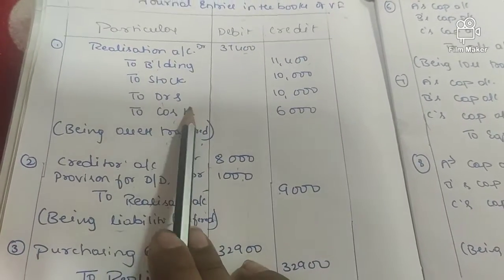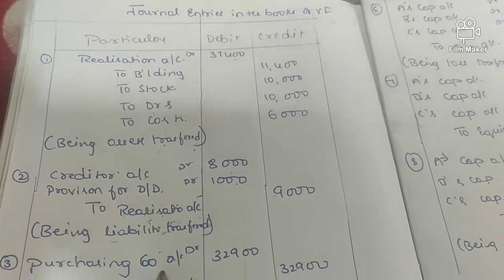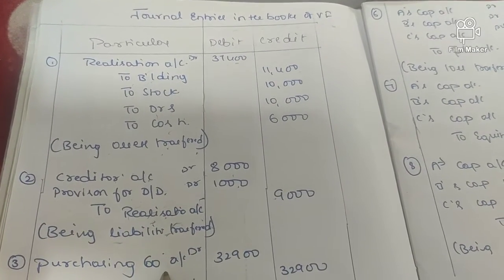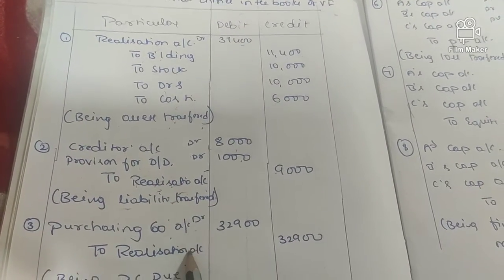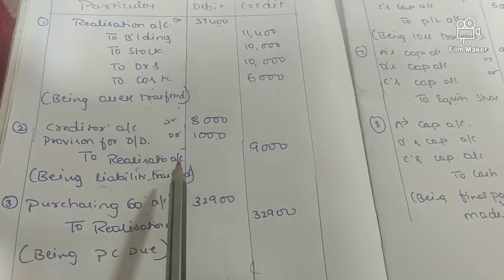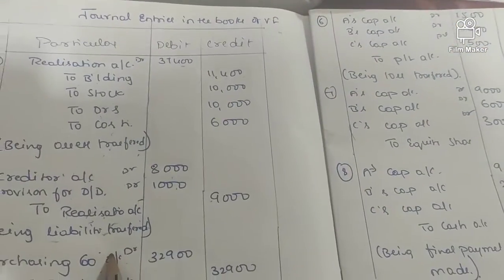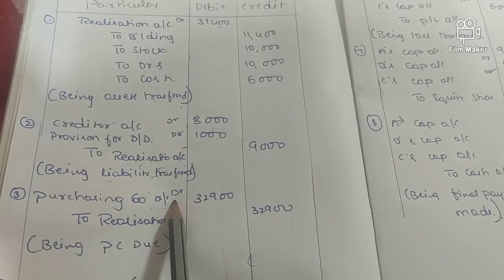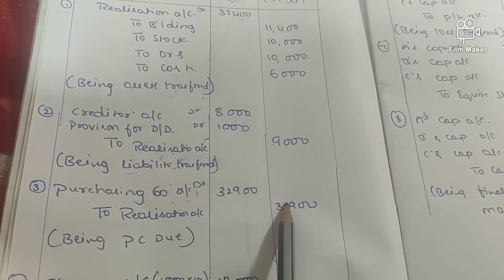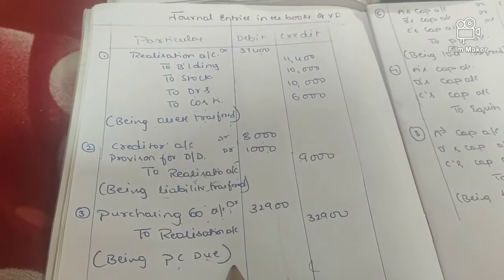After we transfer assets and liabilities, we will see how much the purchase consideration due is. To know the purchase consideration due, the entry will be purchasing company account debit to realization account. What is the purchase consideration we have calculated? We know that the purchase consideration amount will be 32,900. So we will pass the entry: purchasing company account 32,900 debit to realization account 32,900. Being PC is due. Got the point?